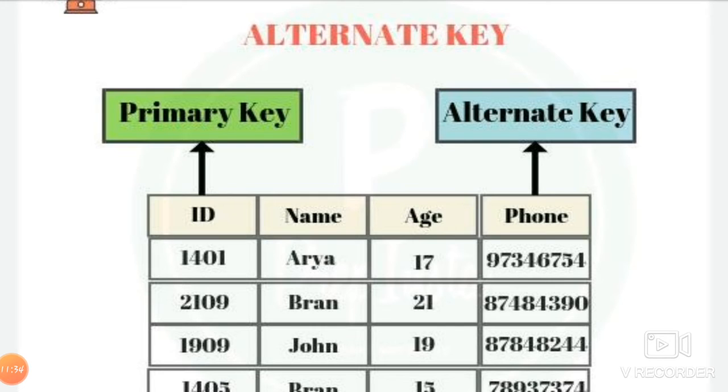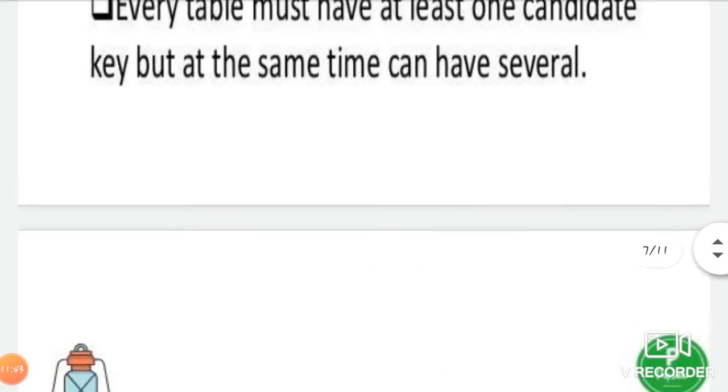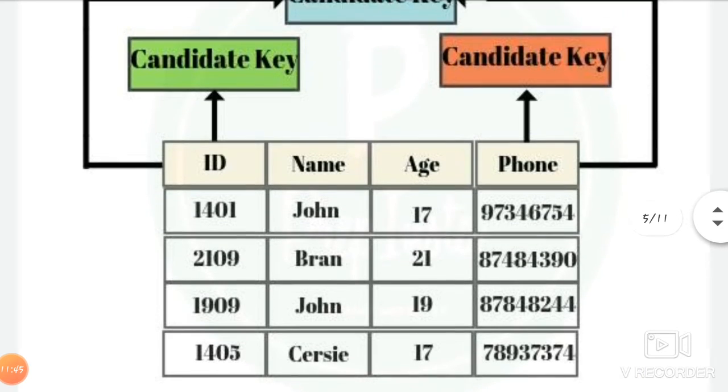Now we are going to see about the alternate key. What is the meaning of alternate key? We have seen candidate keys, right? For example, we have seen a table. You just consider this table, okay?